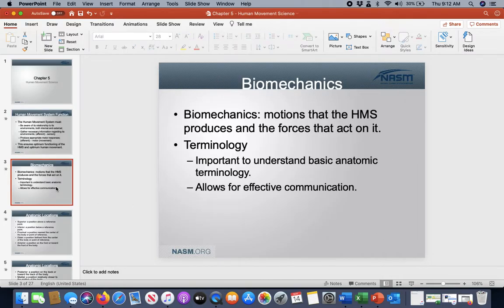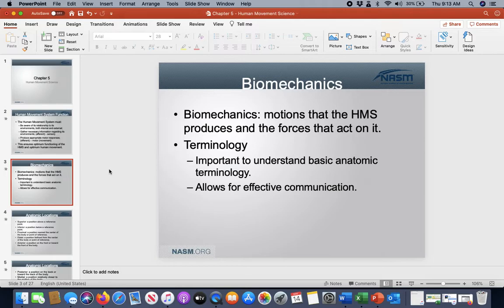In terms of what I said about kinesiology, there's also another term that we can throw out there called biomechanics, or understanding how you produce and adapt to the forces that are acted on your body.